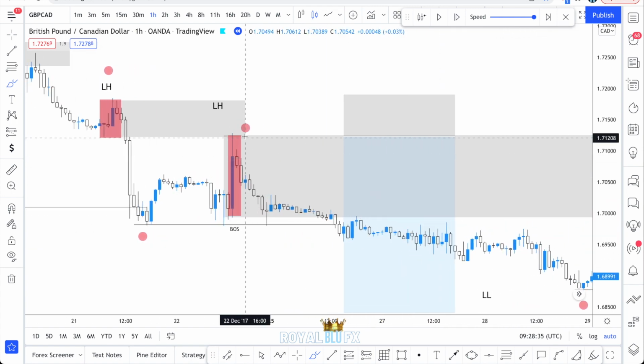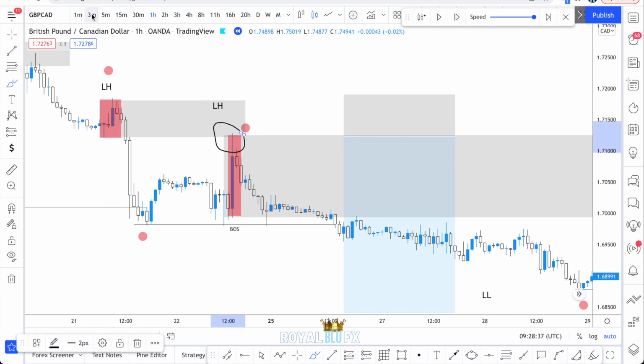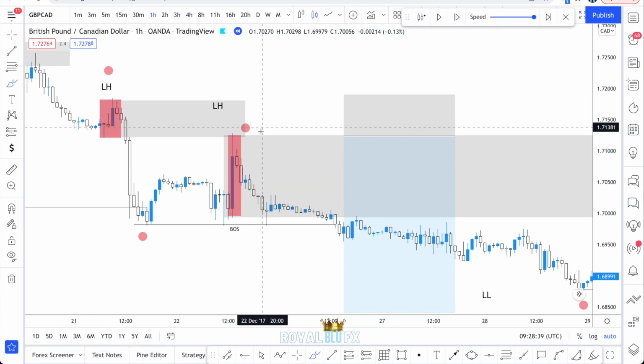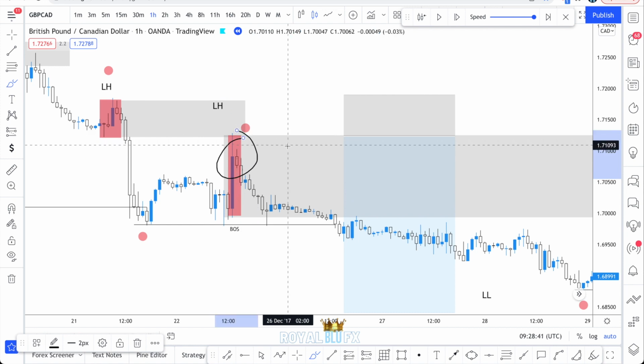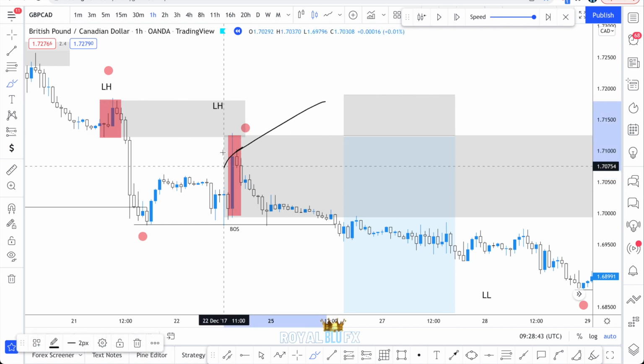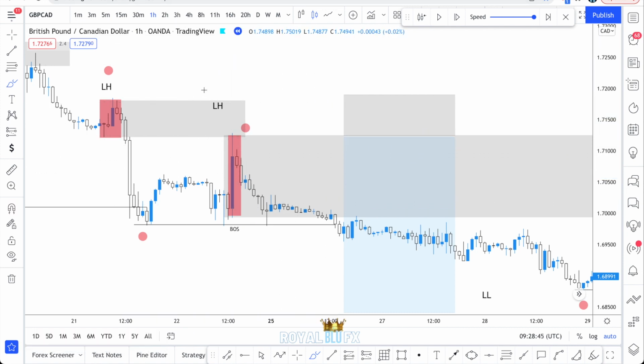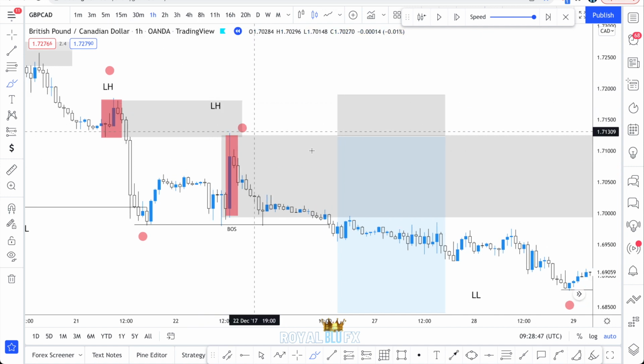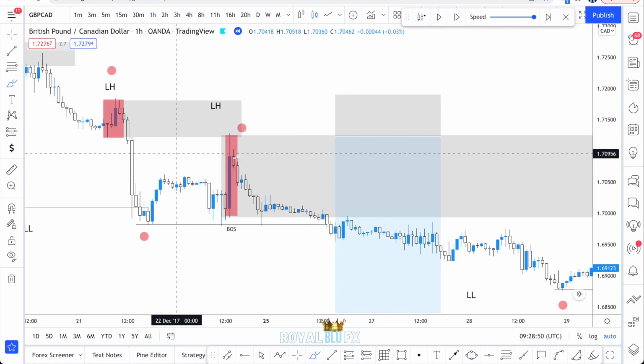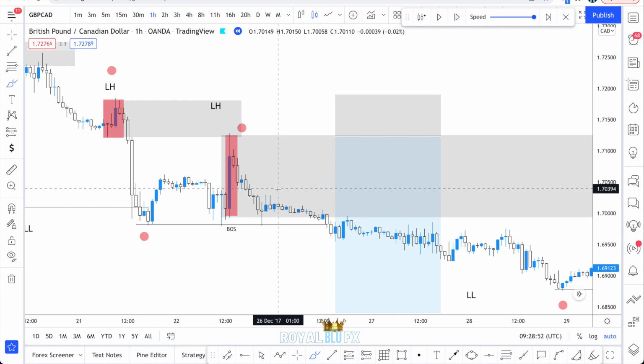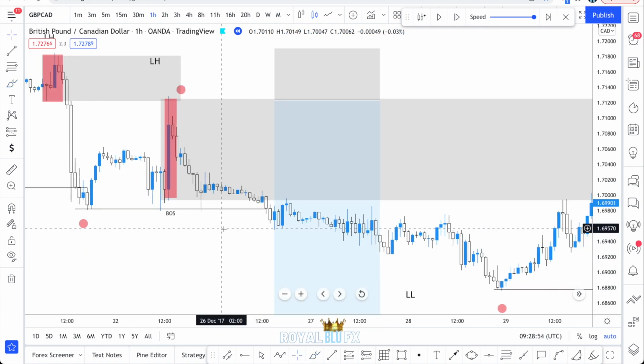You could also probably go on the lower time frames, probably 1 minute or 3 minute or what have you, and maybe see a potential reversal in here to look for an entry. We aren't able to go lower than 1 hour because we are all the way back in the history of this GBP CAD currency pair. So, yeah.